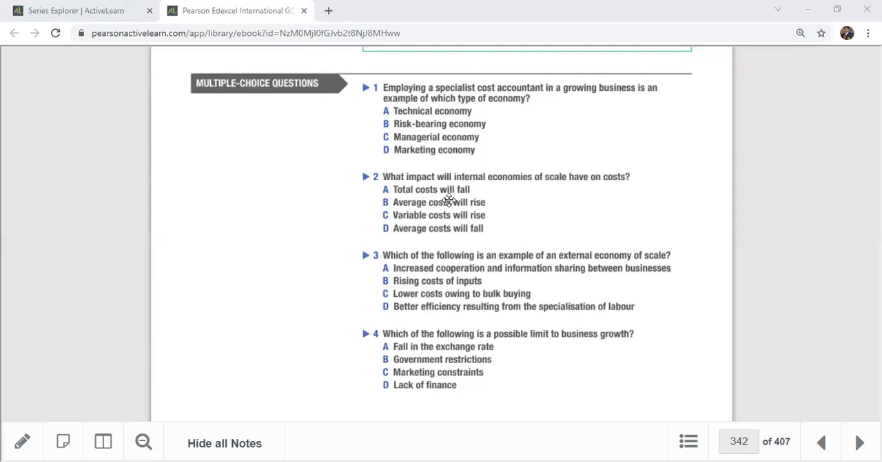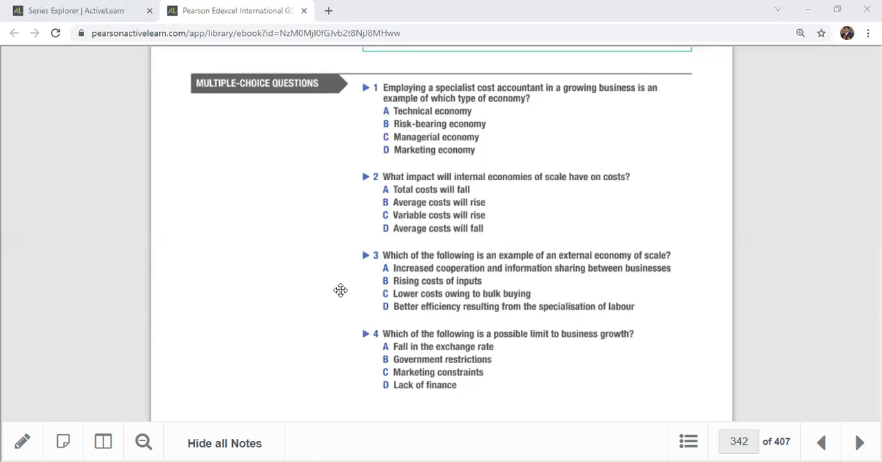What impact will internal economies of scale have on cost? I got another couple of answers. Yes, the correct answer was given by Kiara, Deva, and Liara. Correct. Very good. Excellent. Awesome. So the fourth one, average cost will fall. That's what happens with economies of scale.